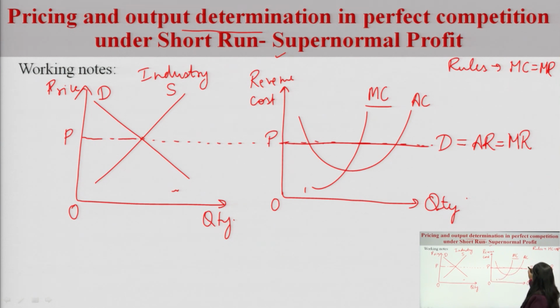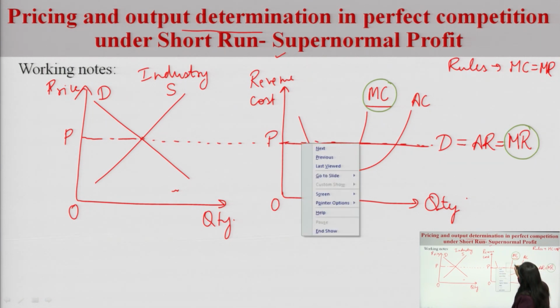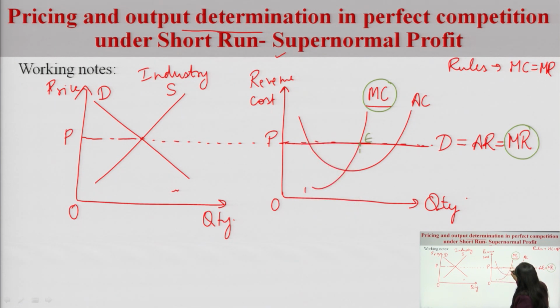The point where MR and marginal cost are equal. So, where are they equal? At this point E. Drawing an ordinate from E to the x axis will give the optimum output. So, what is the optimum output which the seller should sell? It is equal to OQ.